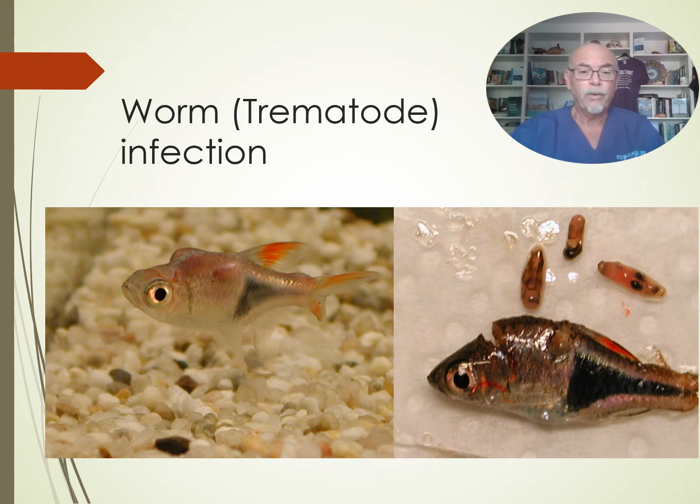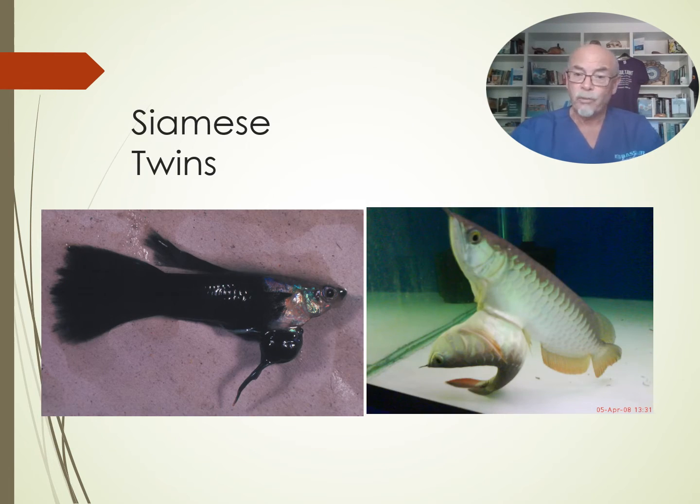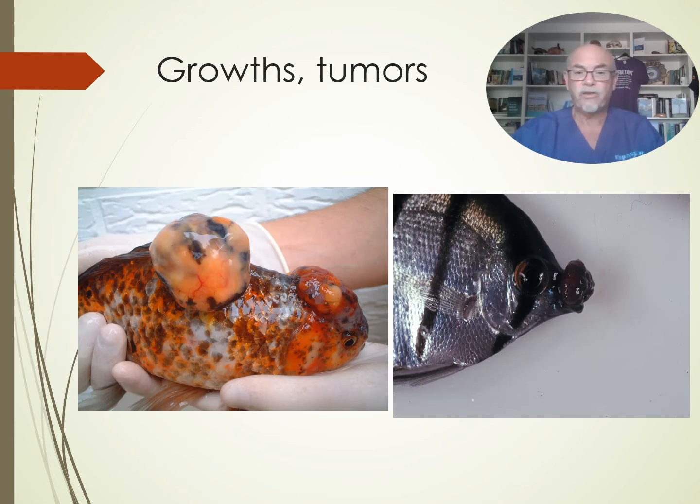Look what kind of weird looking fish we have. And then we have those curved spines or lordosis, a deformation like on this big chana, which was a snakehead in a show aquarium in a restaurant. Or here, we can find it in the aquaria, the deformed back, lordosis. Siamese twins, something unusual. Look, a guppy, Siamese twin guppy. Or this arowana, this Asian arowana, also Siamese twin, strange things.